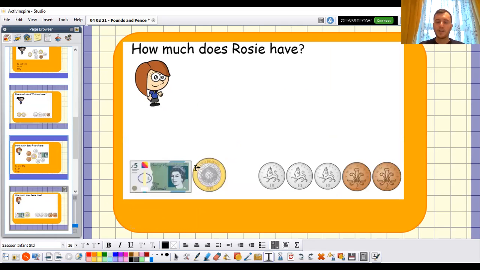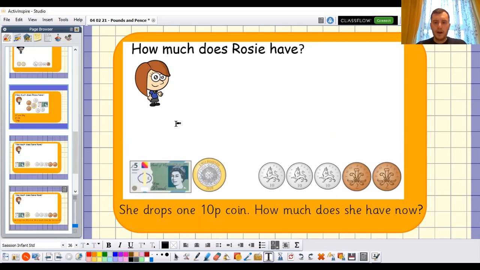And again, this is showing it in a different way with the pounds and the coins ordered by their value. So 5 plus 2 is £7, 10, 20, 30 pence, plus 2 plus 2, 34 pence. So £7 and 34 pence.